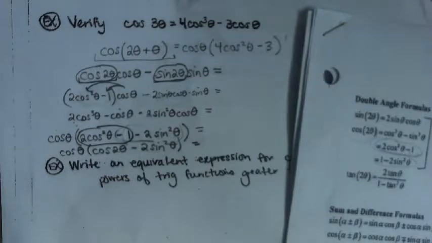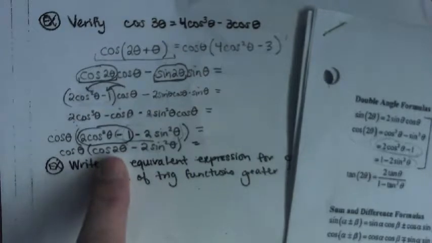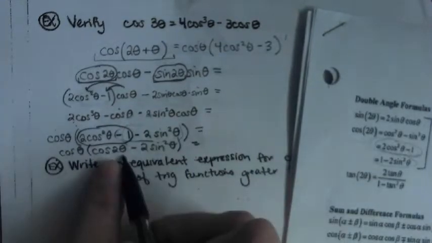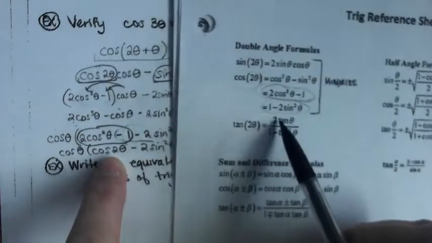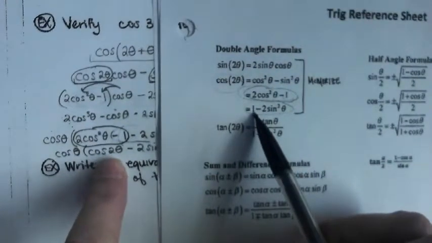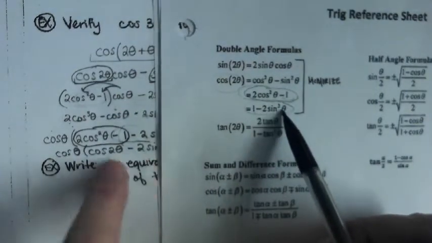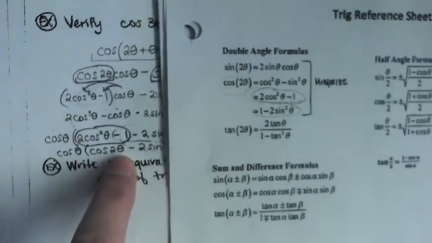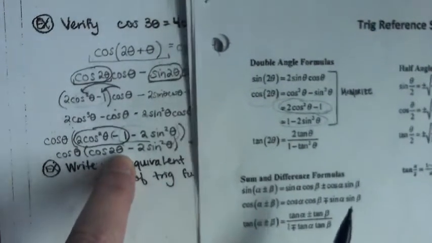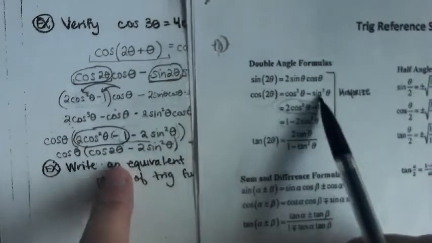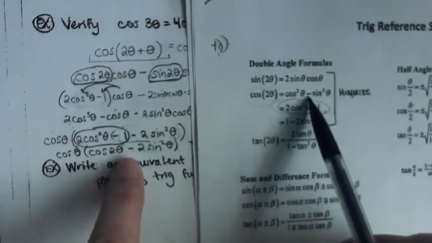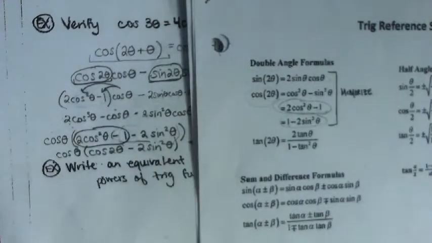What if we used, instead of this now, what if we used our sine squared one now? Would that be helpful? 1 minus 2 sine squared theta minus another 2 sine squared theta would be 1 minus 4 sine squared theta. Does that seem like it would be helpful? Or maybe we use this one. Cosine squared theta minus sine squared theta minus 2 sine squared theta would be minus 3 sine squared theta. What do you think?